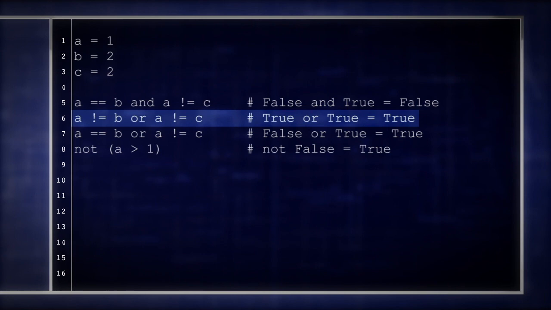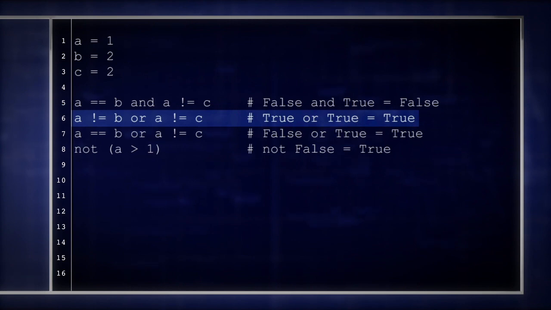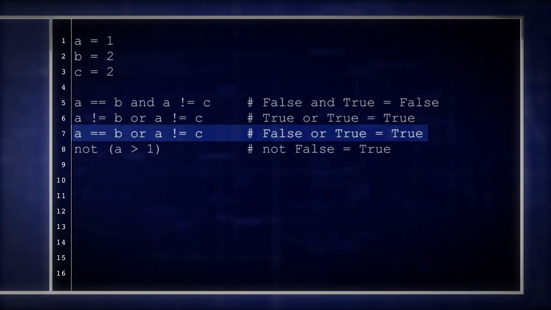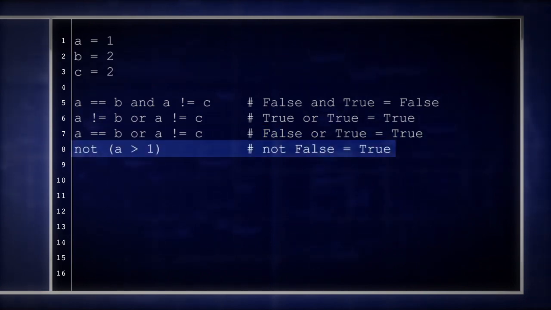The next statement is an or statement, and it combines two true statements. So, it's true, and in fact it would have still been true even if one part or the other was false, like we see in the third example. The fourth line shows the use of not. We've added parentheses to make it clear.